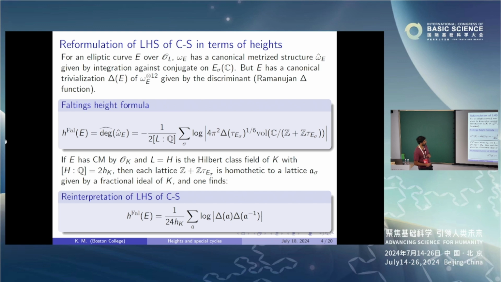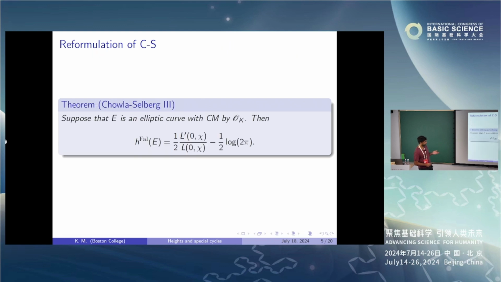So you put this all together, and what do you get? You get this interpretation of the Chowla-Selberg formula. You have an elliptic curve with CM by O_K. Then its Faltings height, defined by this canonical metric on its canonical bundle, is given like this.